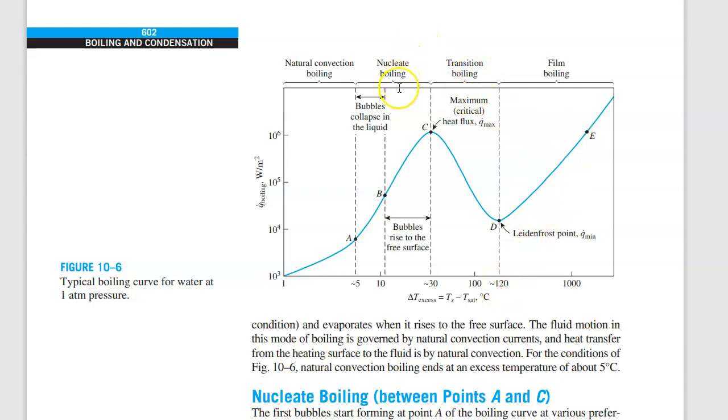Nucleate, you can imagine as having a nucleus that bubbles up, and this is the transition between nucleate and film boiling. This is film boiling, where they have a very thin layer of film between the surface and the water.